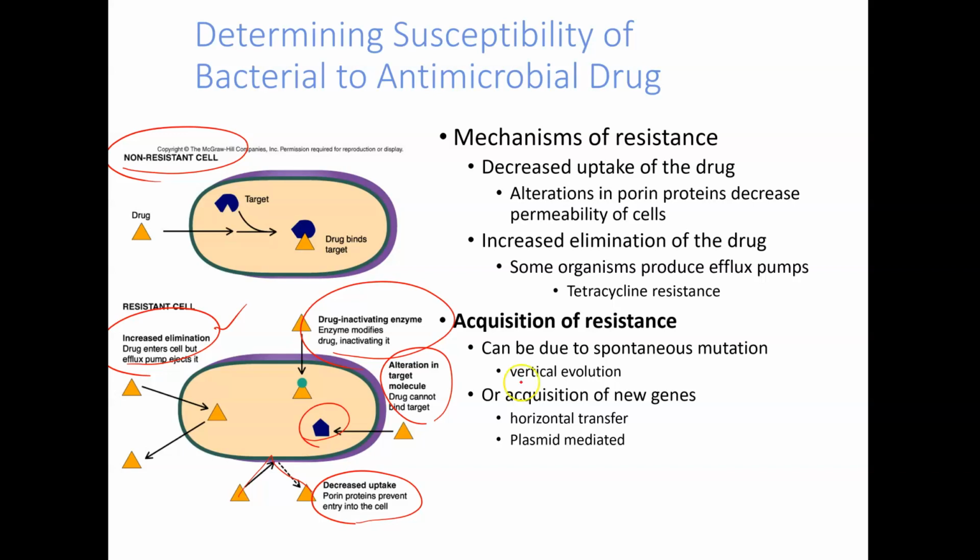So this is vertical, right? Remember that mutations that are passed from parent to offspring are called vertical mutations, or vertical, I don't like the word evolution, but I guess it is genetic changes. So it's a vertical gene transfer, or we can get new genes. So horizontal transfer through either a plasmid, through transformation, conjugation, and so on.